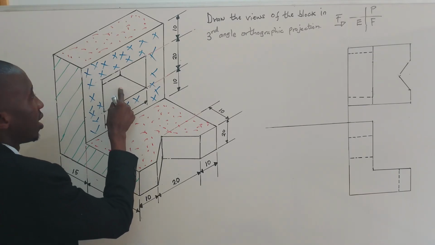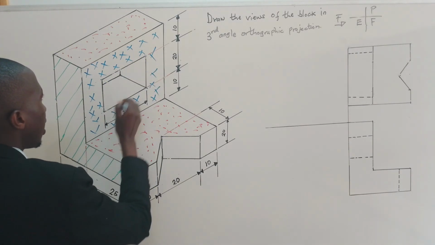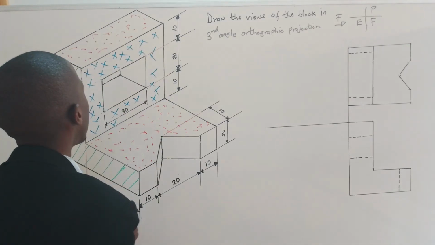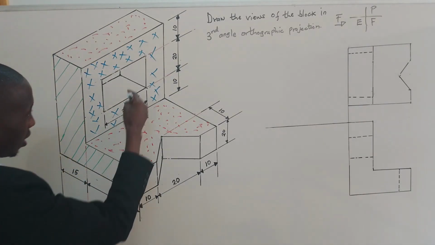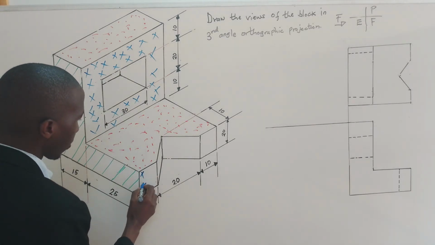This is our hole. There is nothing you can see here. We'll just see these outlines. And then that one is a hole because it's a block. So if it's a block, this one is just a hole. Now we have this one.